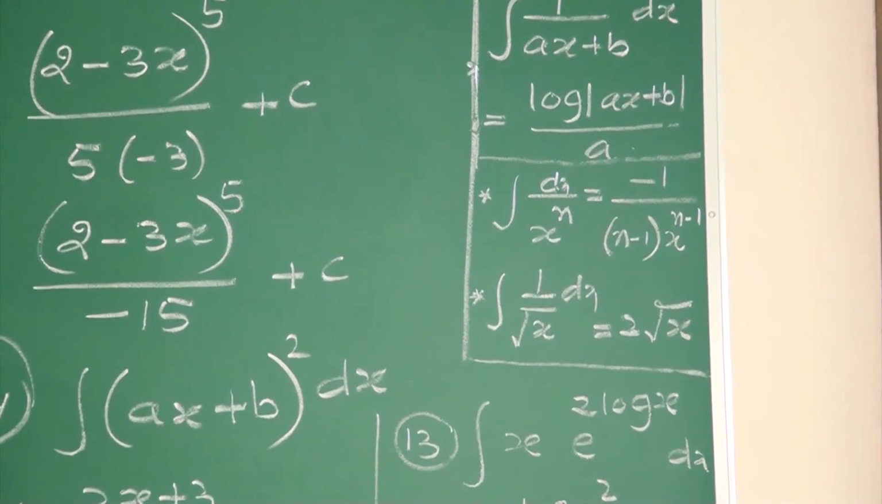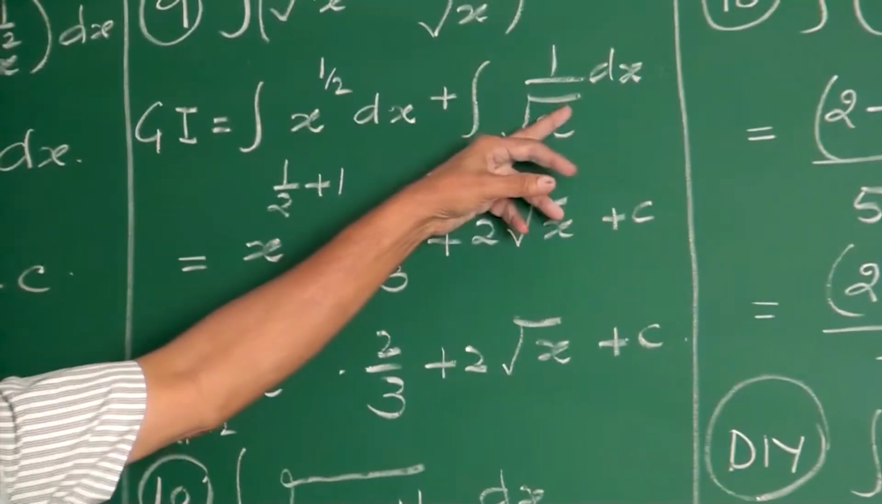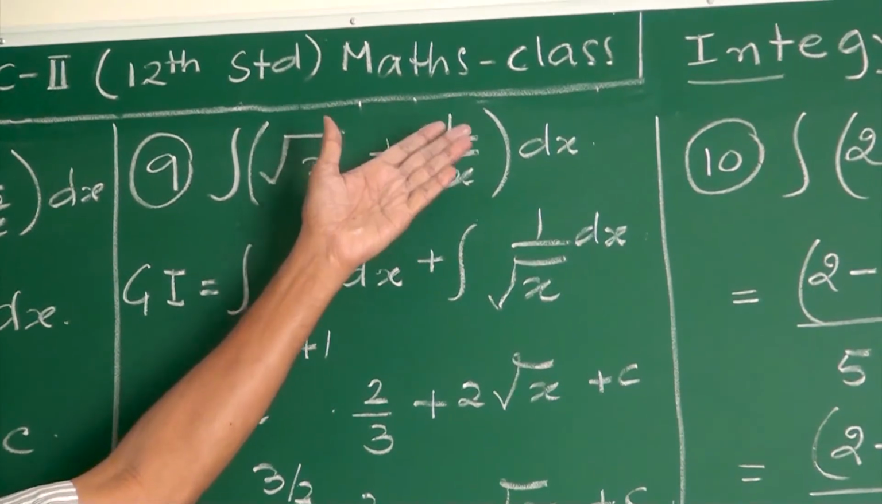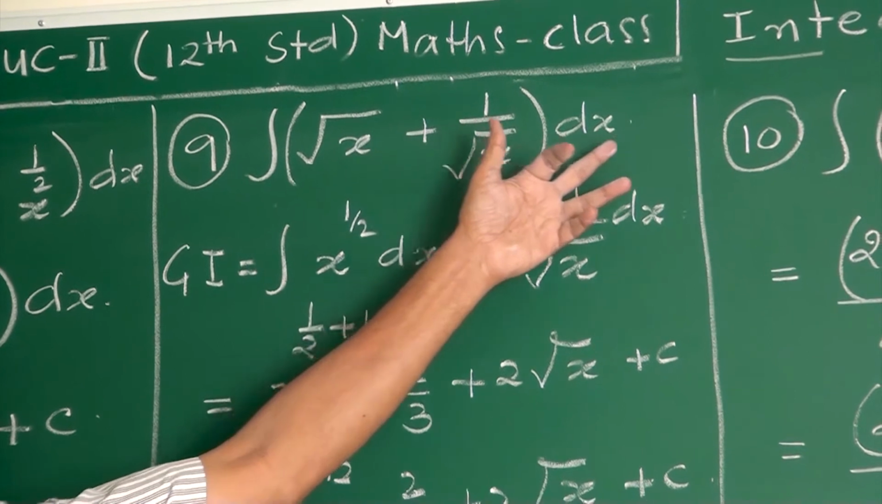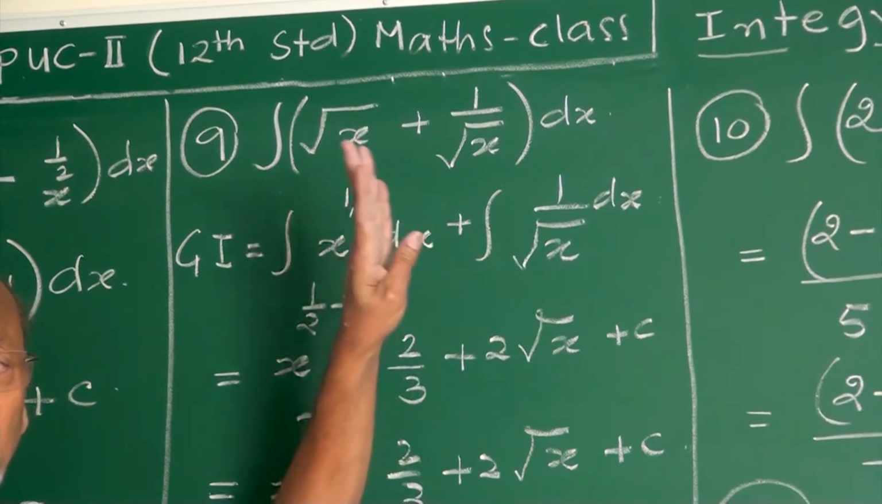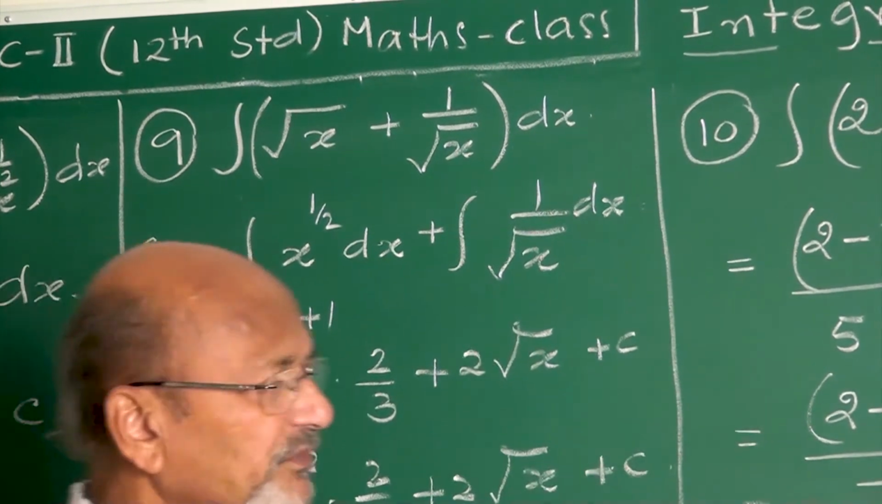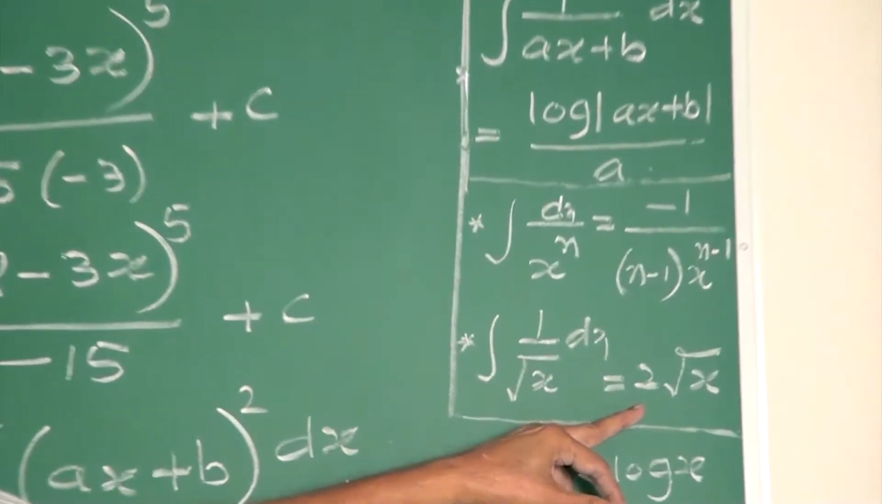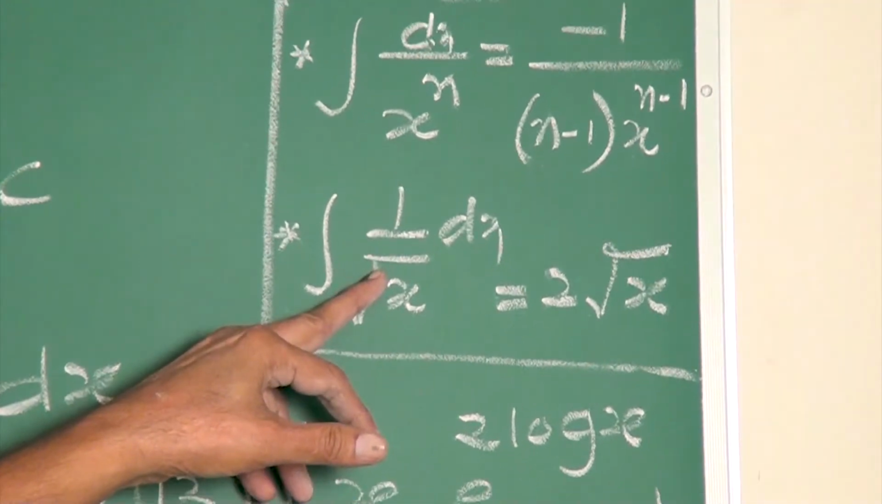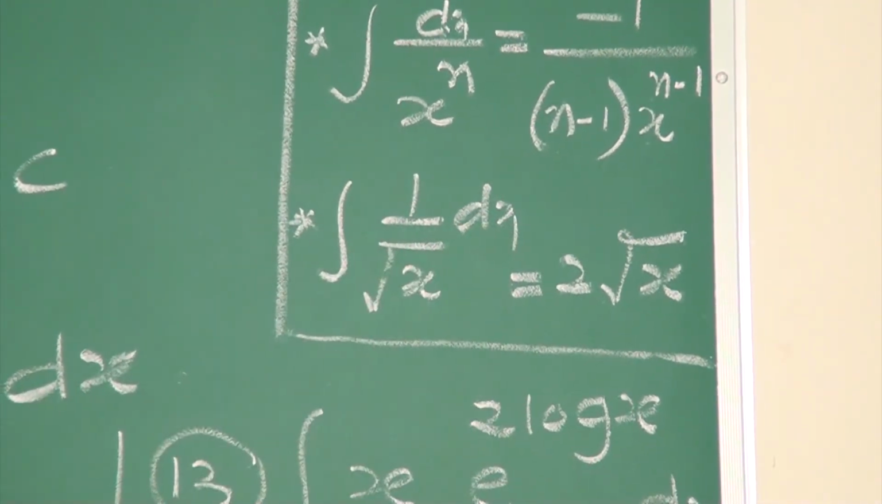Write it and use it. Otherwise, it is a great circus. You have to convert 1 by root x into x to the power minus 1 by 2, add 1, and divide by the same. After writing four steps, you get this. Instead of that, it is better to remember this formula. What is it? The integral of 1 by root x is 2 root x.